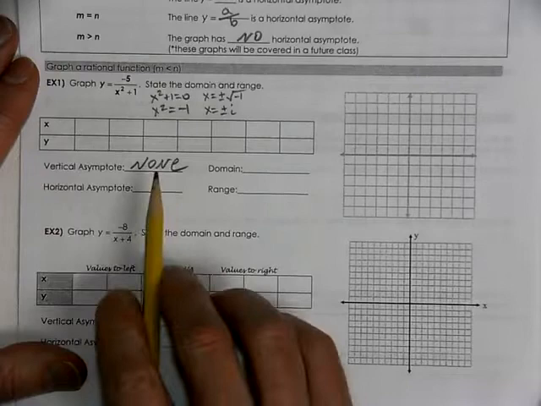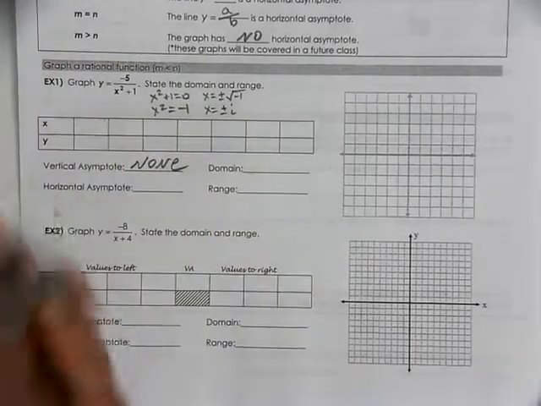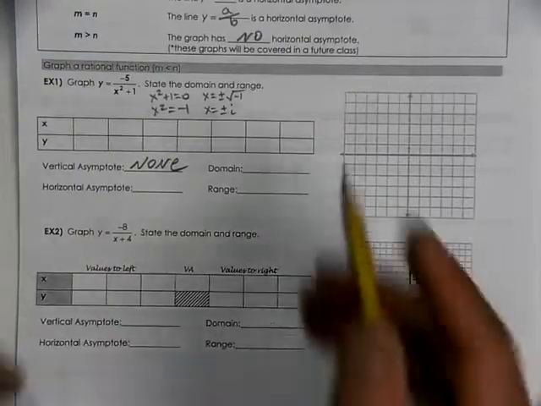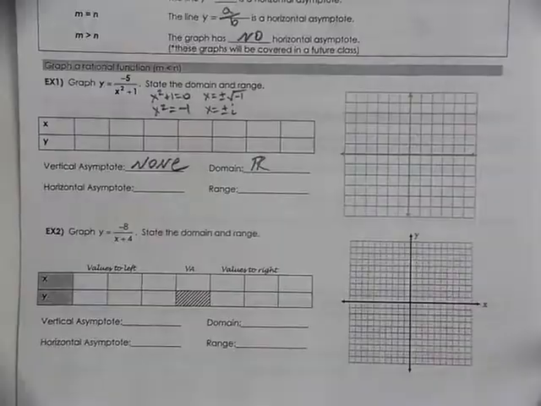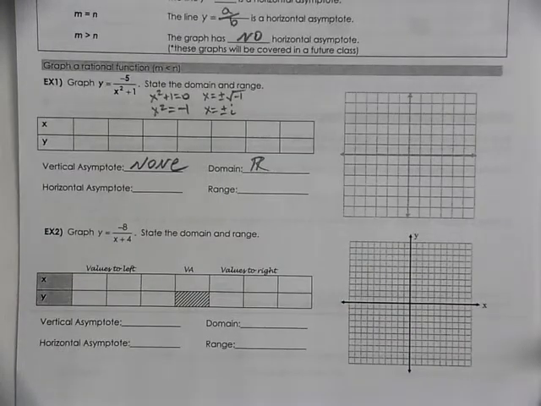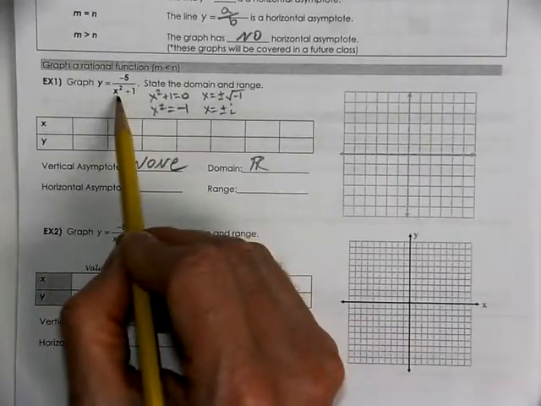There is no restriction to what x values you can plug in. So before you do any of these calculations, you already know the domain is all real numbers. There is no limitation to what x value you can plug in. You can't get 0 in the denominator.